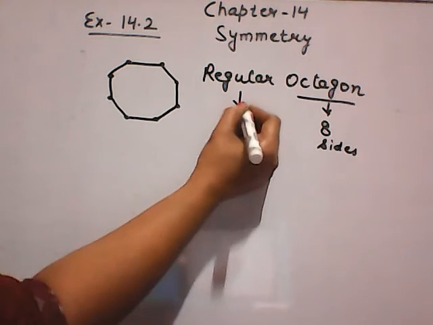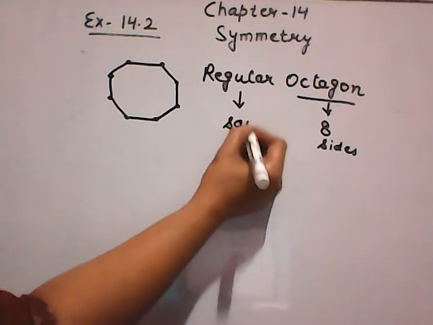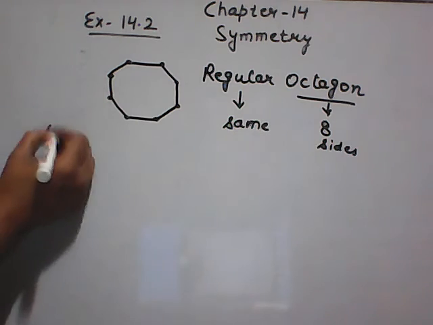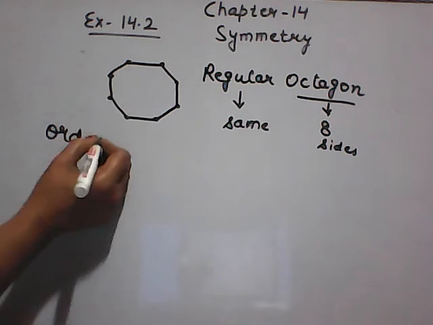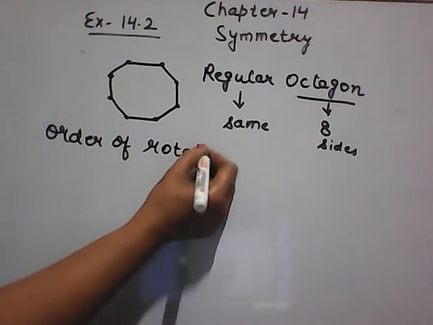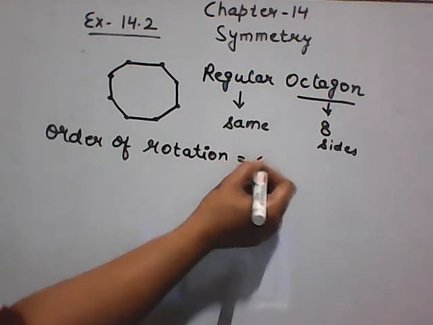Regular means all sides are same. All 8 sides are same. In a regular octagon, we have all 8 sides the same. So if we rotate this figure, then its order of rotation is 8.